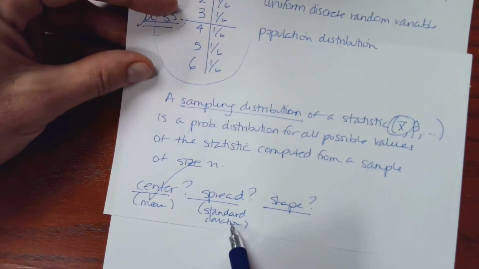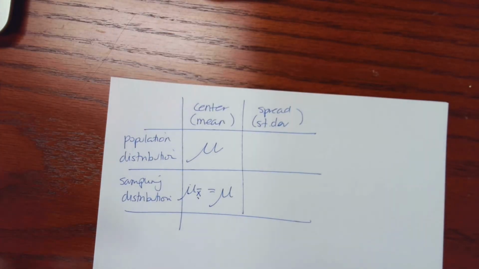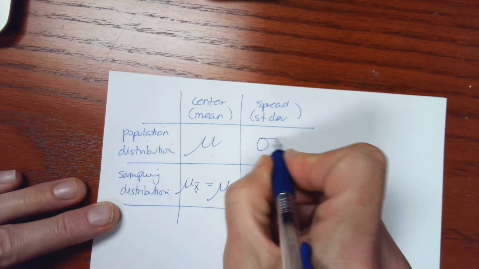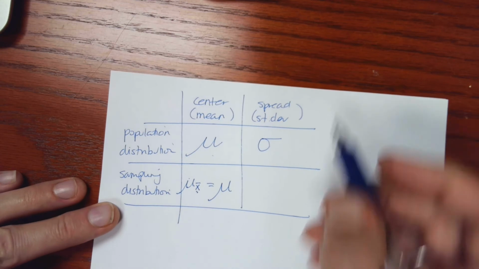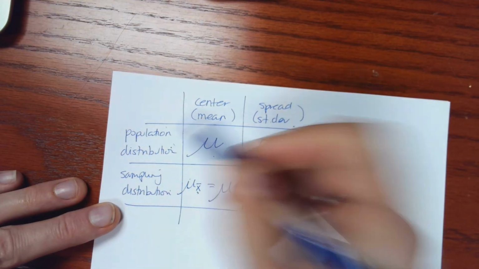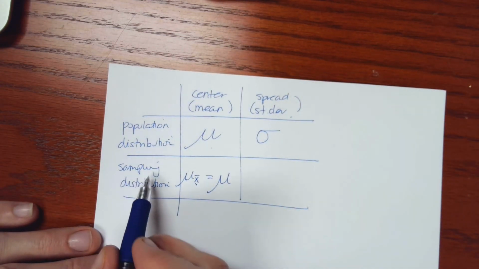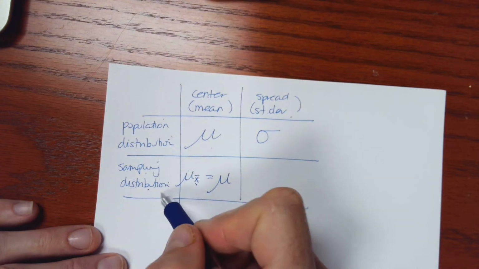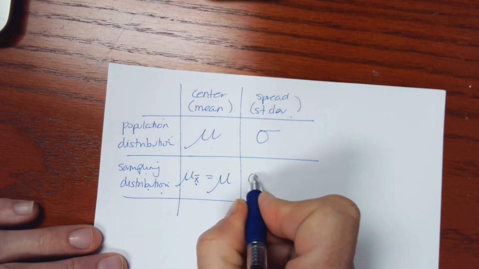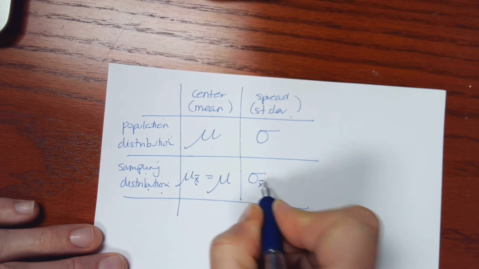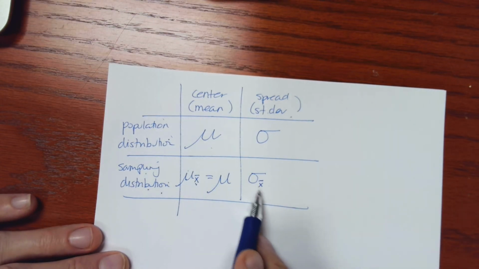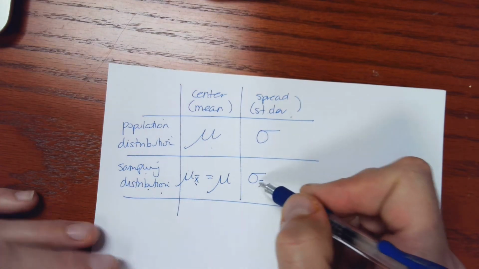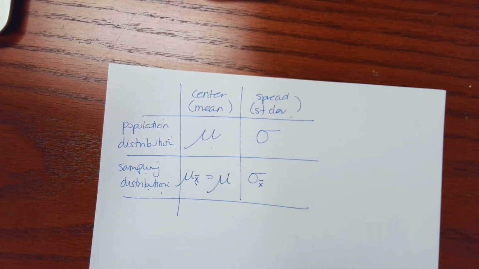Now, what about the spread? In the population distribution, we use the symbol sigma to denote the standard deviation in the population, and in the sampling distribution, we'll use sigma, but with a little x bar in the subscript position. So these aren't going to be equal, and I hope that makes sense.